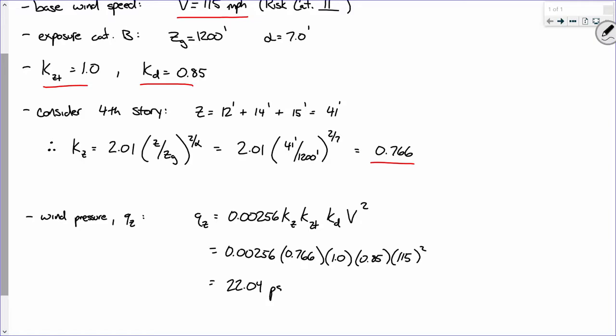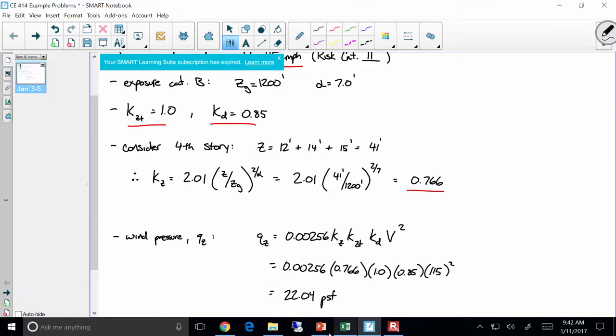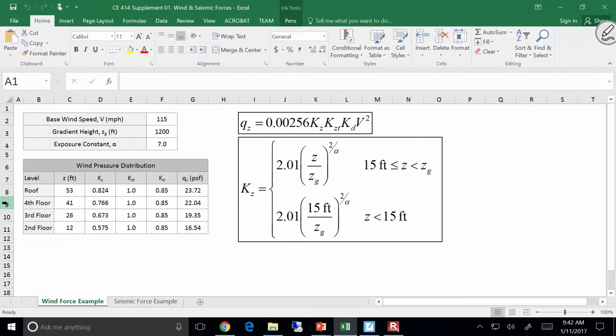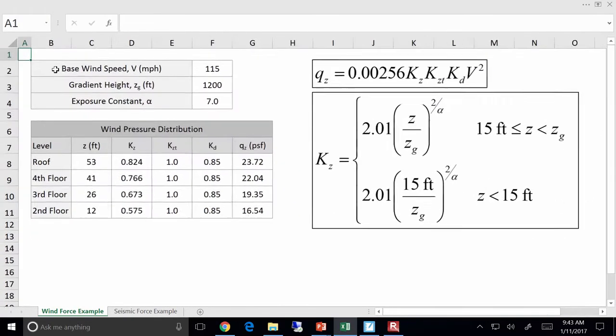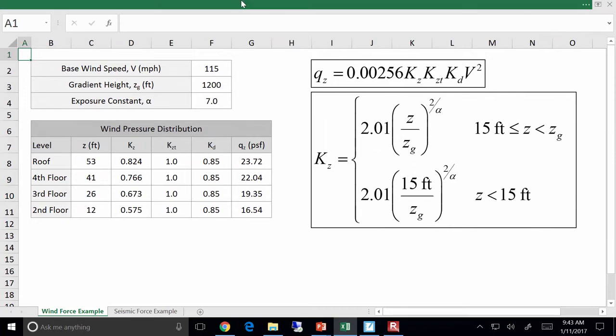If you look on Blackboard, I posted the following Excel sheet. Let me zoom in a little bit, actually. So we'll auto-hide that. We'll zoom in a little bit. Okay, so I posted the following Excel sheet, and what it's doing is computing the wind pressure for every story of the building, and it's just doing the same calculation over again. It's really not that complicated.